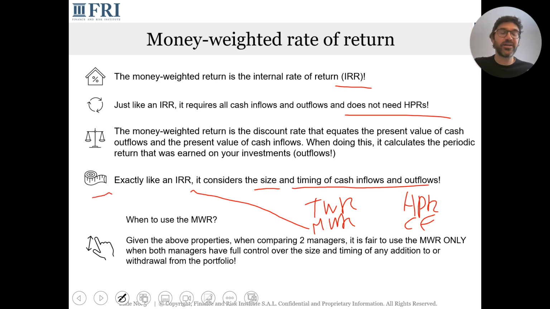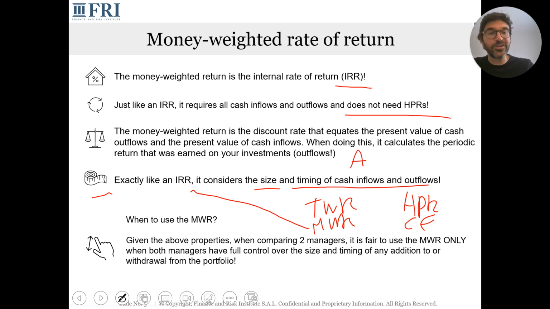Anytime the manager has discretion, anytime the manager has control over how much and when the investor should deposit more funds into the account, you should use the money-weighted rate of return. Because on top of the performance of the underlying assets, the money-weighted rate of return also catches the timing of the manager, whether that timing was adequate or not. And when I say timing, I mean the timing of additional deposits or withdrawals to or from the account.